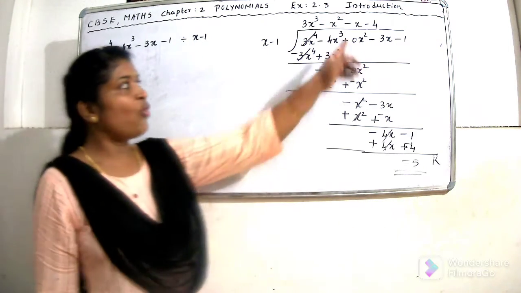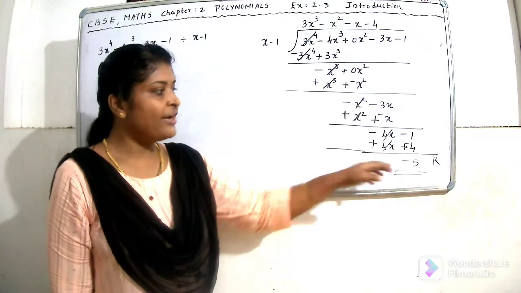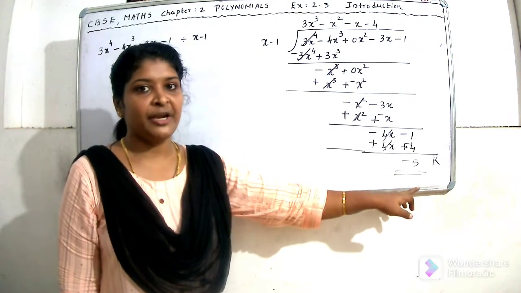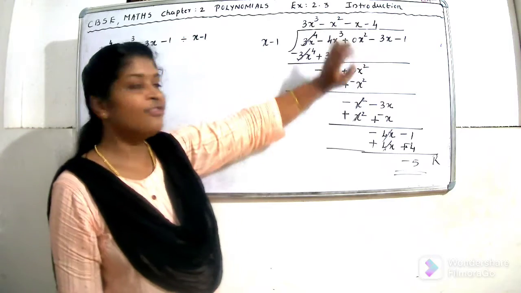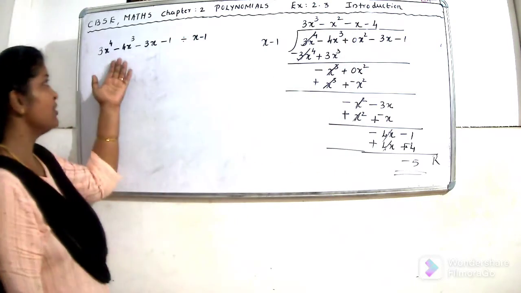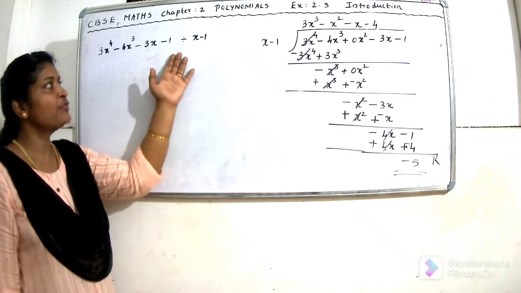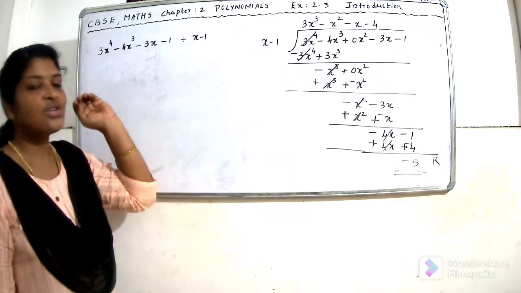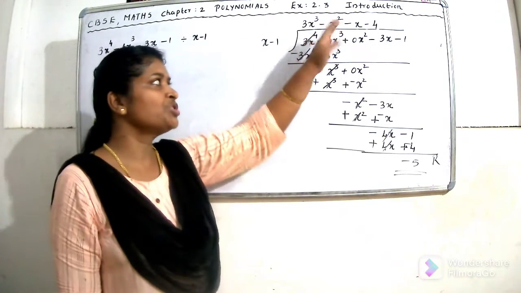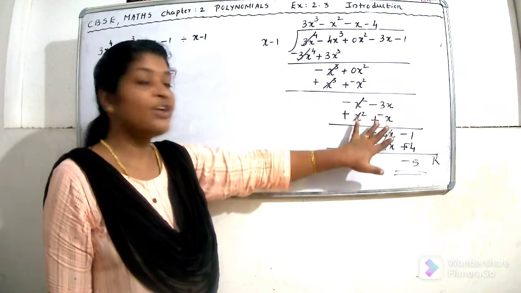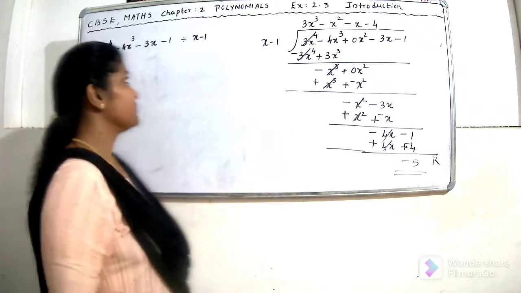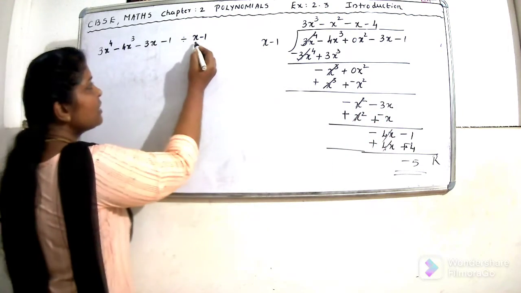Now, to avoid this step, we can directly get the remainder. Suppose they are asking: find the remainder of this division. They are asking only the remainder. We don't want the quotient, and all these steps we can avoid. How? Let us look. What is the divisor?